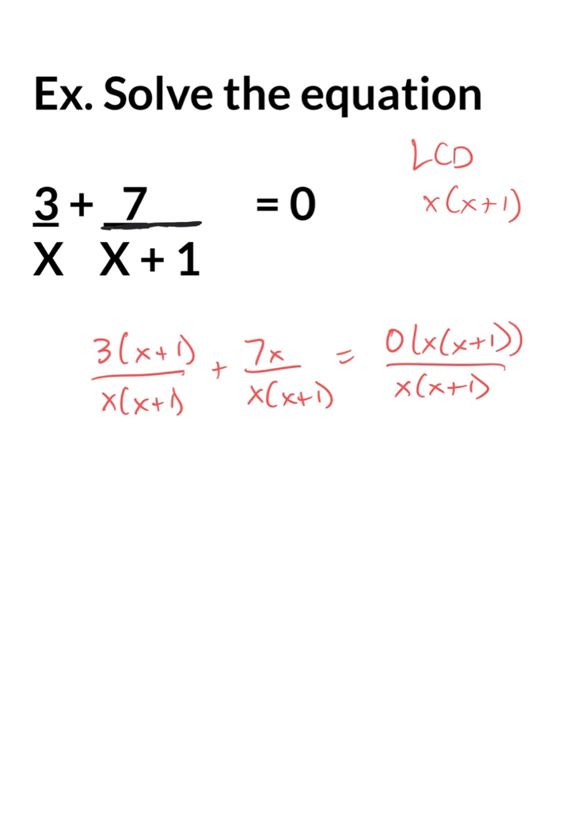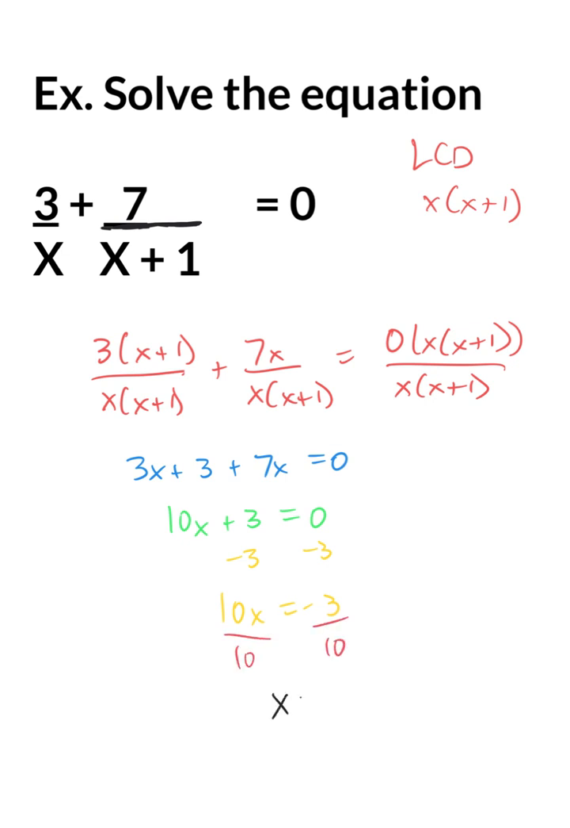So now we're going to look at the stuff on the top. And we get 3x plus 3 plus 7x is equal to 0. So then I combine like terms and I get 10x plus 3 is equal to 0. Subtract 3 from both sides. So I have 10x is equal to negative 3. Divide both sides by 10.